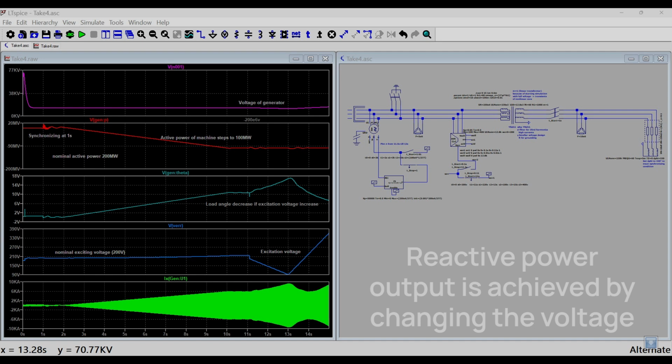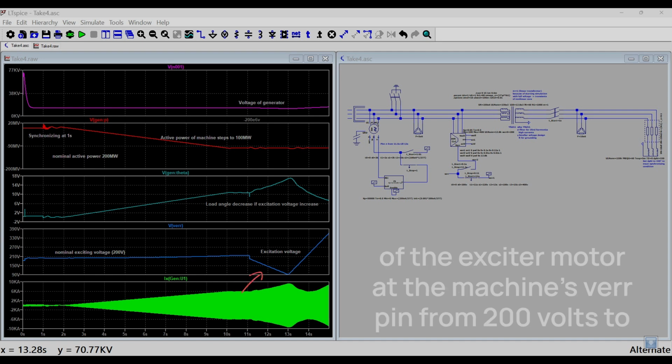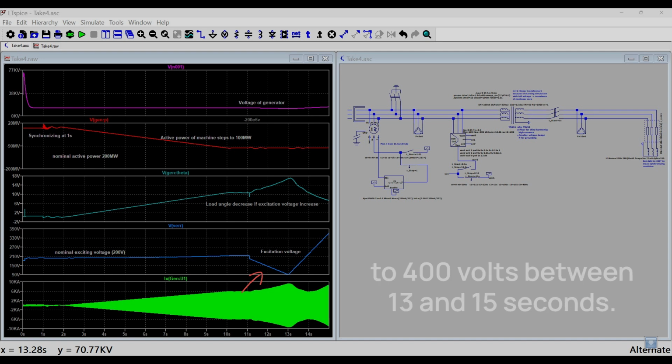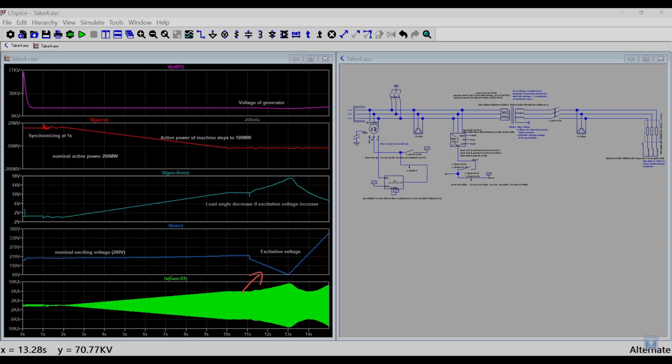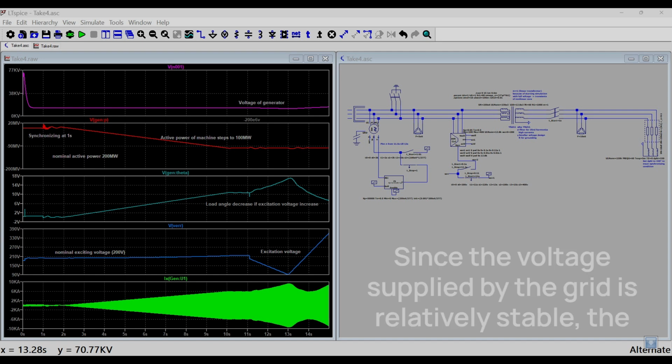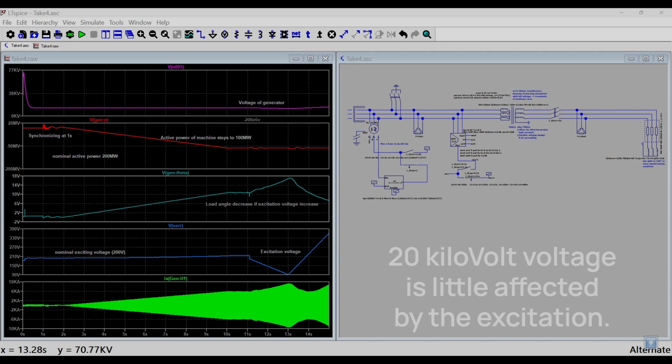Reactive power output is achieved by changing the voltage of the exciter motor at the machine's VAR pin from 200 volts to 100 volts between 11 and 13 seconds, and then from 100 volts to 400 volts between 13 and 15 seconds. It is interesting to note that increasing the excitation reduces the load angle. Therefore, the overexcited machine becomes more stable. Since the voltage supplied by the grid is relatively stable, the 20 kilovolt voltage is little affected by the excitation.